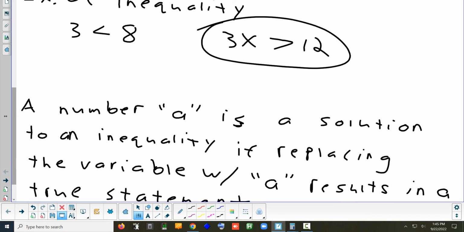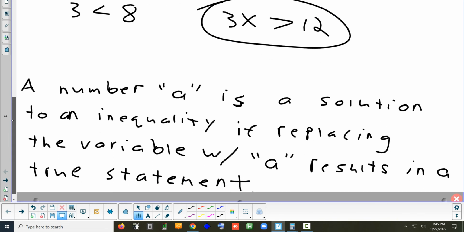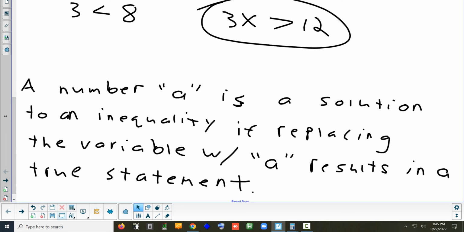How about 4? 3 times 4 is 12. Is 12 bigger than 12? No. 12 is equal to 12, but it is not bigger. So that's how you check if something is a solution. Plug in a number and see if it comes out true. Any question on that idea?